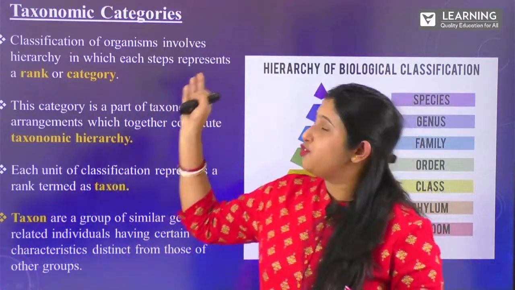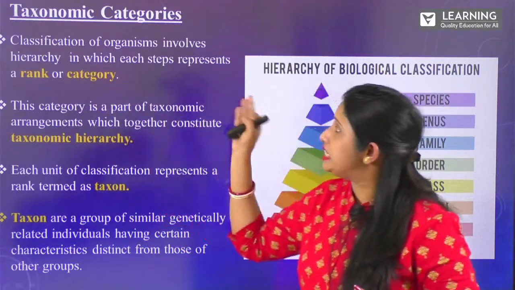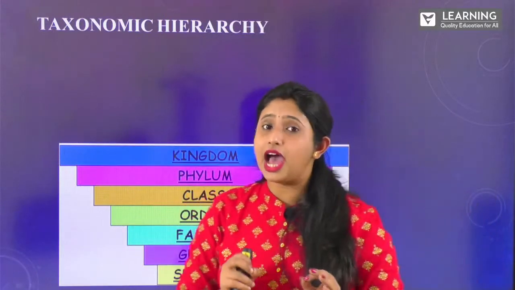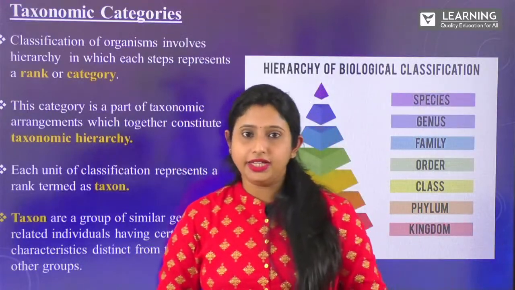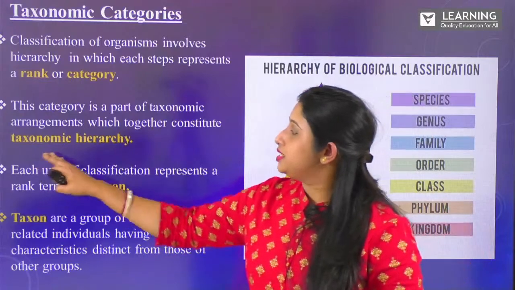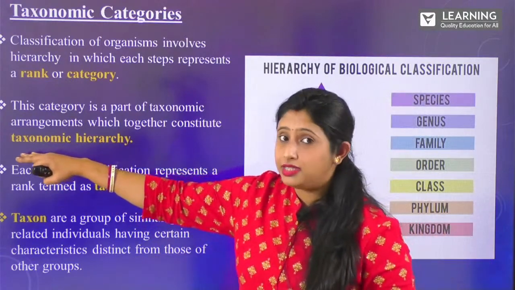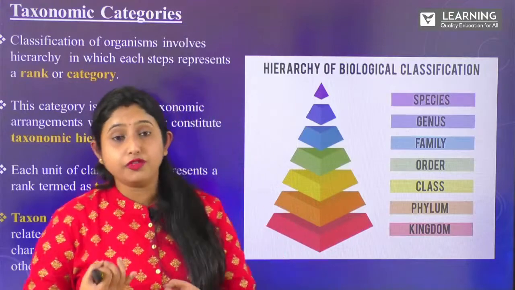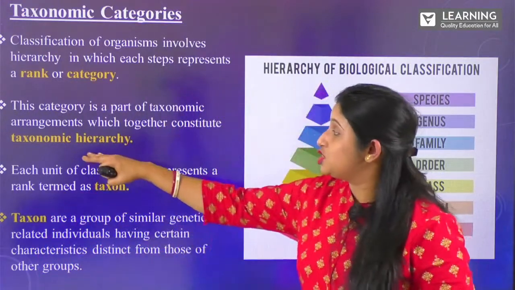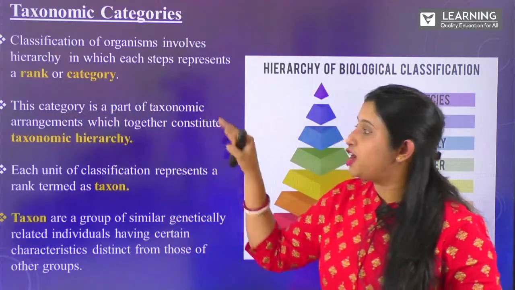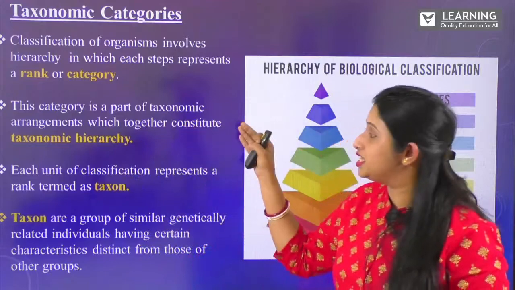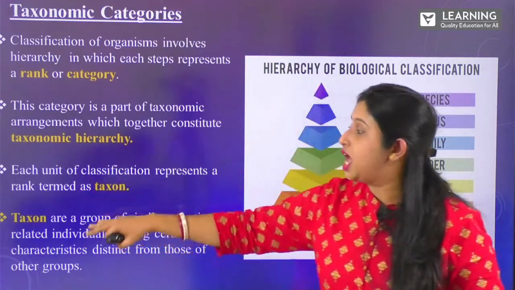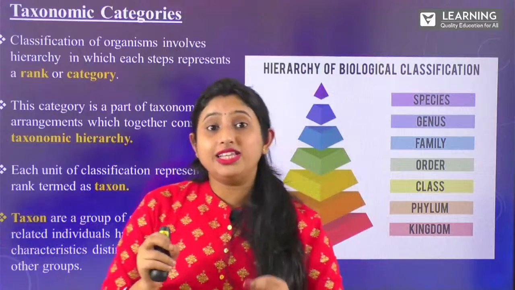So classification of organisms involves a hierarchy in which each step represents a rank or category. Each living organism has a particular rank or category. Is that clear? Now what is that category called? It is called your taxonomic hierarchy. So ranking the living organism, giving them a rank, is known as your taxonomic hierarchy. This category is a part of taxonomic arrangements which together constitute the taxonomic hierarchy. Each unit of classification represents a rank, which is known as your taxon.